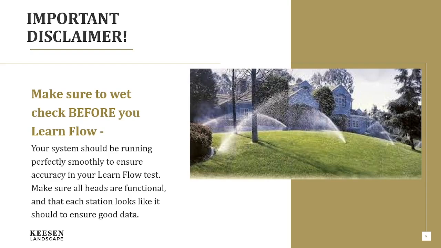Why does this matter? Because the system is about to learn what normal looks like, and if you give it bad data, you'll get unreliable alerts later. Learn flow only works if the system is operating exactly how it should. Think of it like setting a baseline. You want that baseline to be clean, stable, and accurate.